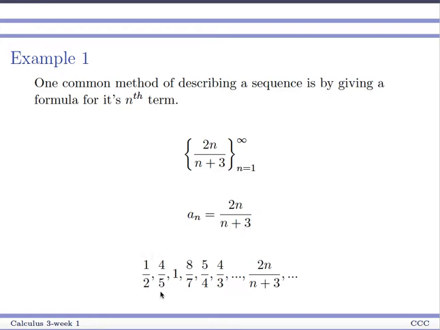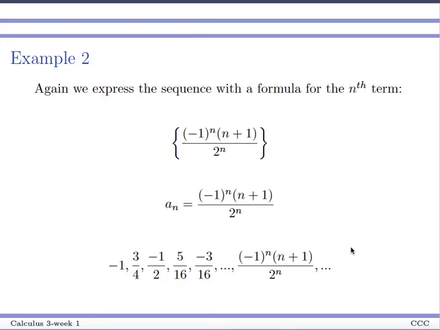When you plug in 2, you'll see it simplifies to 4/5. Plugging in 3 for n will simplify to 1. Then plugging in 4, 5, and 6. These are the first 6 terms of the sequence, and in general, I would still write my general formula for the nth term. Again, notice putting these ellipses in to let your reader know that you're talking about an infinite sequence. That's really important.